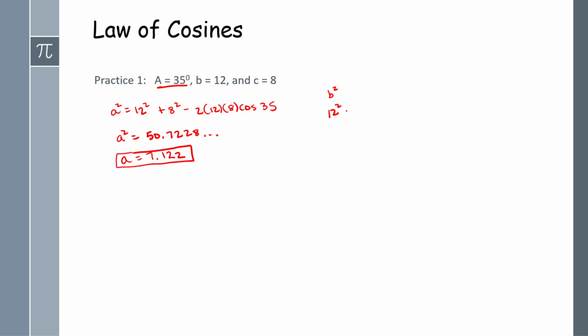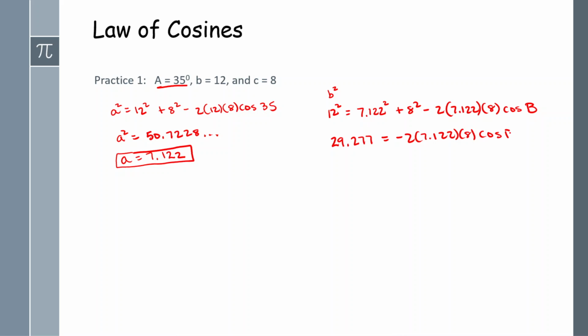So I'll do 12 squared equals the 7.122 squared plus 8 squared minus 2 times, and I'll keep going with my formula. And then this will be angle B on the end. Okay, so when I solve this out, I end up with 29.277 equals negative 2 times. Then I'm going to divide by all of this. Don't forget the negative.